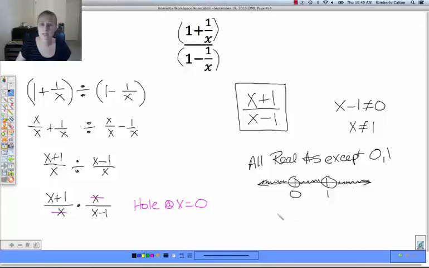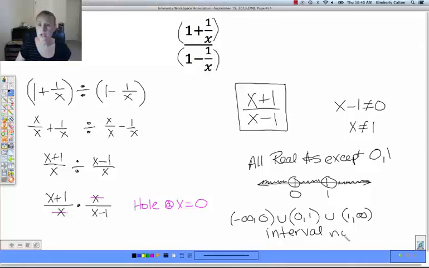So if I wanted to write this in interval notation, I'd start at the left, and I have parenthesis negative infinity. This stops at 0, but 0 is not included, so it gets a parenthesis, union, parenthesis, 0 to 1, also a parenthesis, union, 1 to infinity. So again, this is called interval notation, and you should be able to write your answers for domain in either the written version, all reals except 0 and 1, or interval notation.